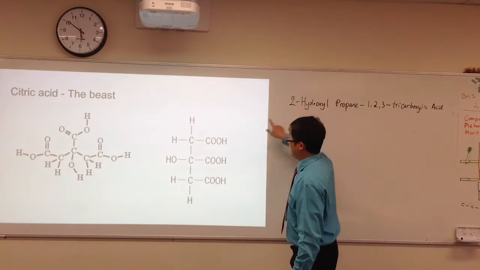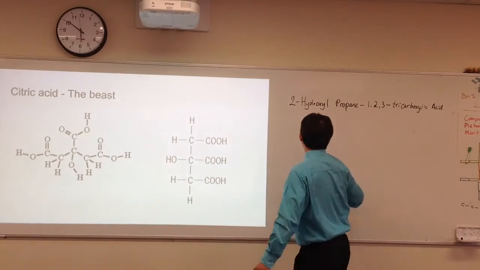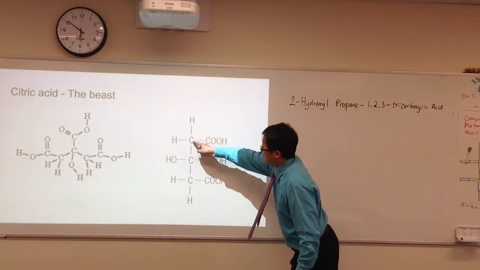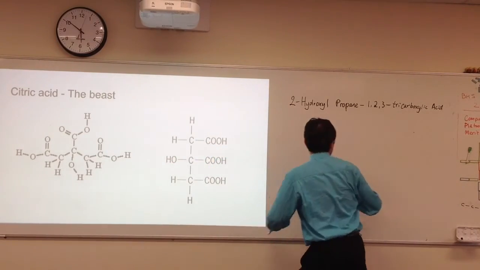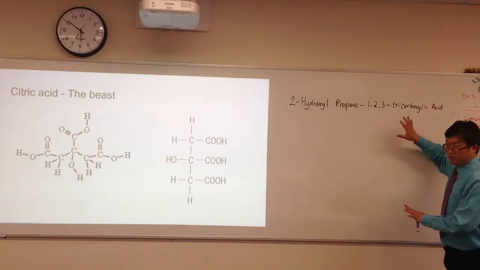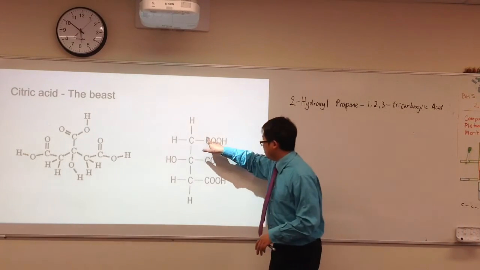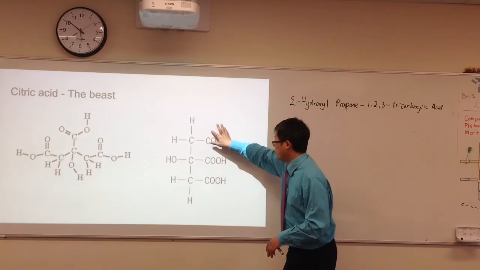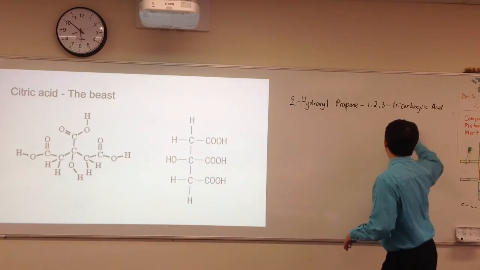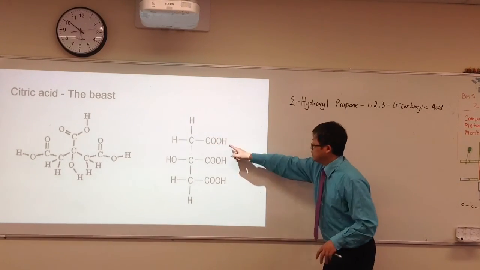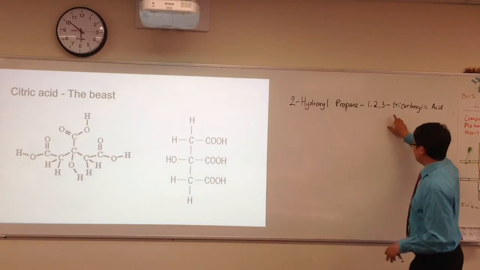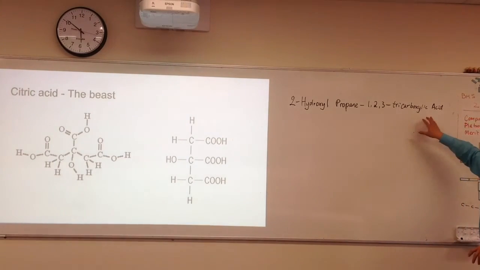Hydroxyl at number 2. See that? Yeah? Propane, 1, 2, 3, pro. And finally, remember, it's carboxylic acid, not alkanoic acid, so therefore you don't count the C in there. So this whole group is the overall carboxylic acid, so therefore, 1, 2, 3. And since you've got 3 lots of them, tri-carboxylic acid. Now, burn this inside your head.